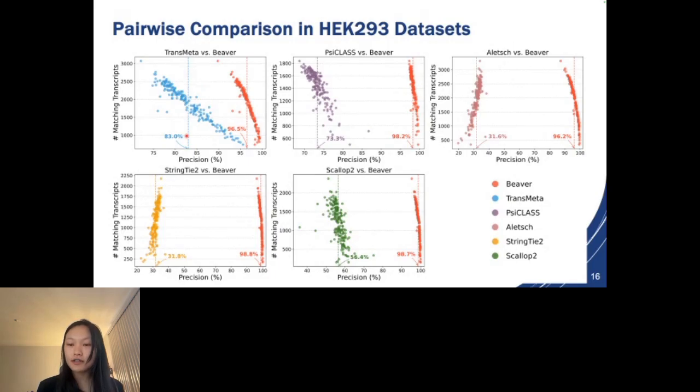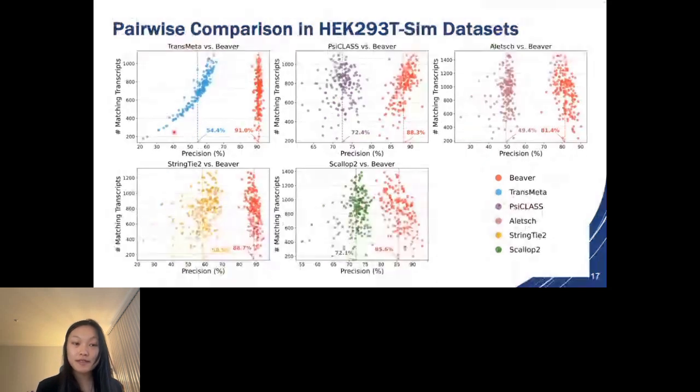Beaver consistently operates at a much higher precision at the same level of sensitivity. For example, compared to TransMeta, Beaver achieves around 96.5% precision against TransMeta's 83%. This strong performance holds up on our simulated dataset as well.